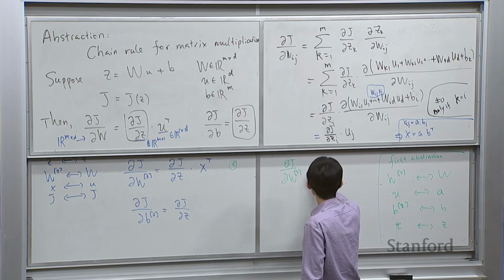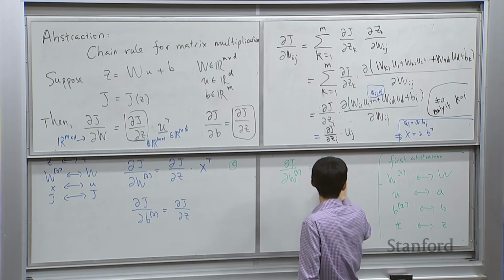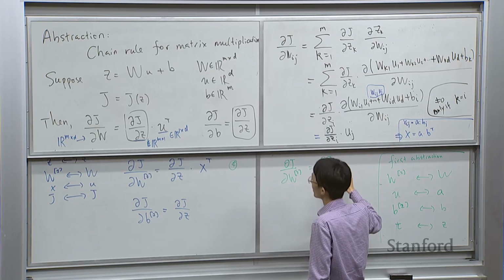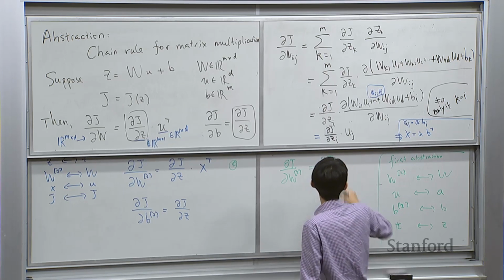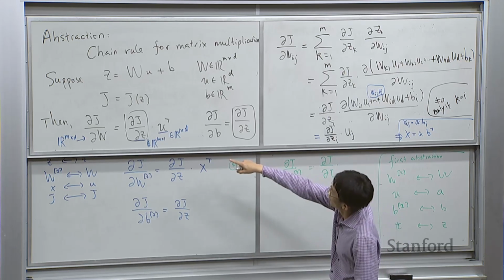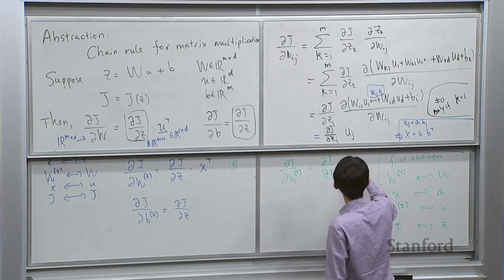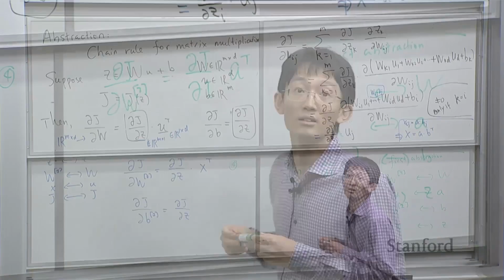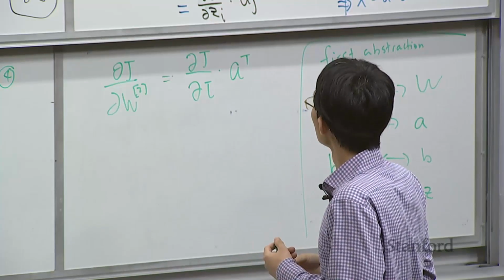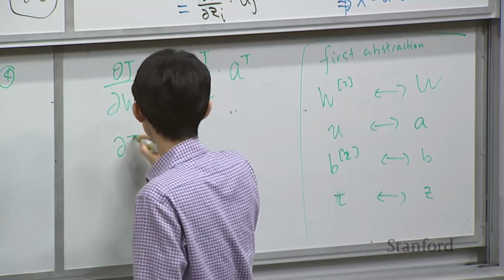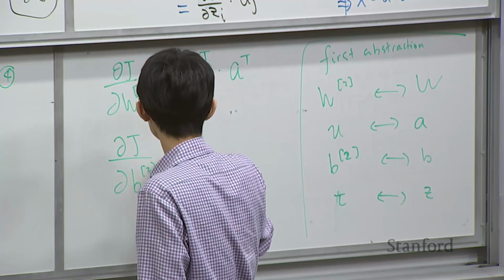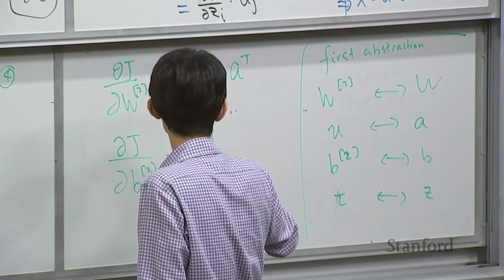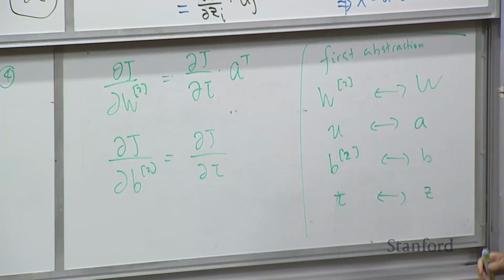So this means that this is dJ over d tau times, I had U transpose here, now I have A transpose here. So I'm going to have A transpose here. And I also know dJ over dB2 is going to be equal to dJ over d tau. Make sense?